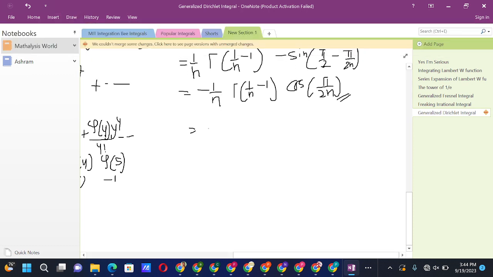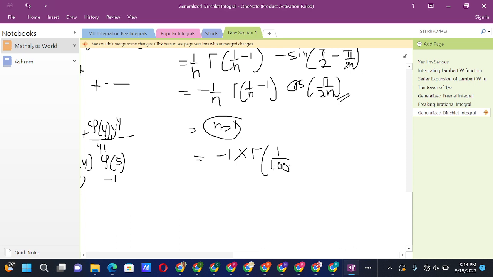If we substitute n equals 1, we get minus 1 times gamma of 1 by 1 minus 1. Yeah, we get gamma of 0, and here when n equals 1, this is cos pi by 2, that's 0. Now gamma of 0 is negative infinity, let's say just infinity, and this is 0. So infinity times 0 is actually indeterminate. So we will be going through limits. Instead of 1, we would substitute a number that's really near to 1 but not 1.